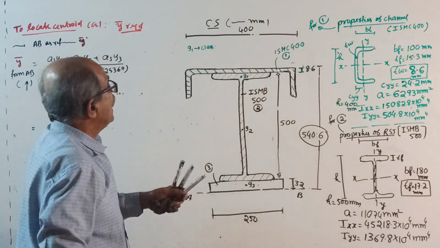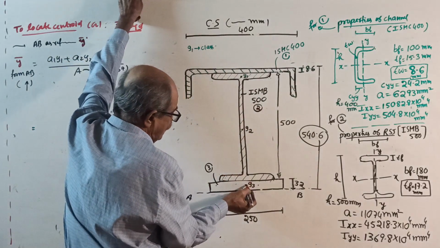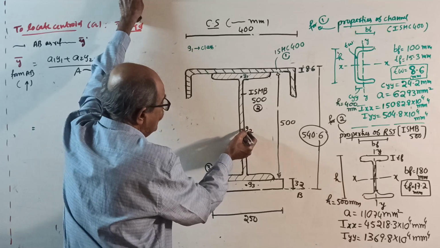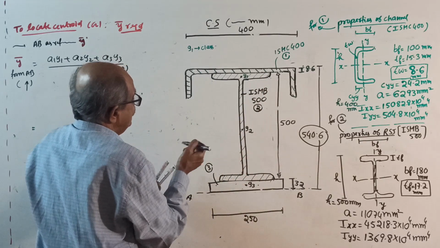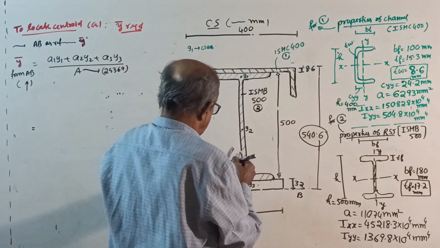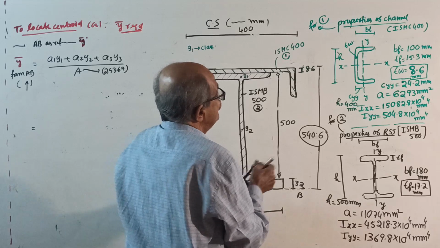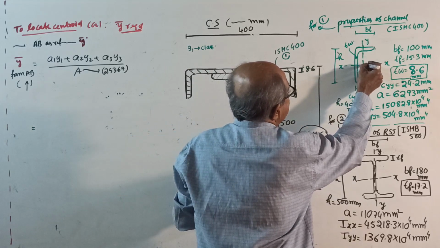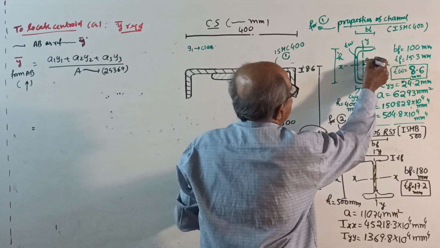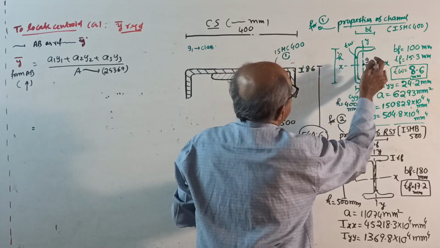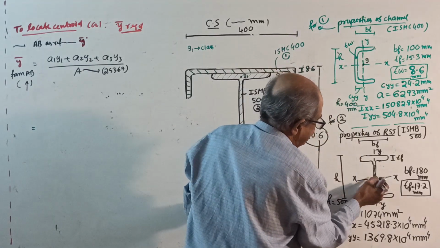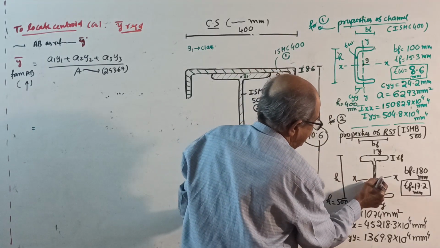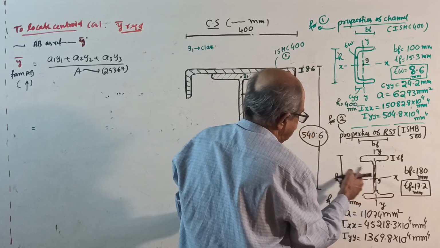Before that, mark the centroid, see here. Centroid of rectangle, centroid of I section, very easy. Why? Center, exactly midway. See, centroid of channel, be very careful. Green color, see. This is your centroid of the channel, G2. This is G1, this is G. G means G for 1. This is your G, black color. This is your G for the I section, G for 2.